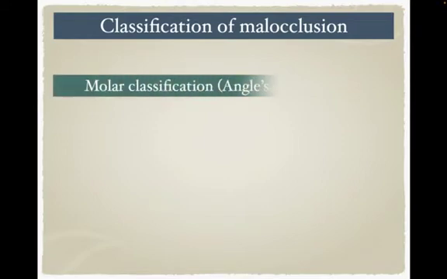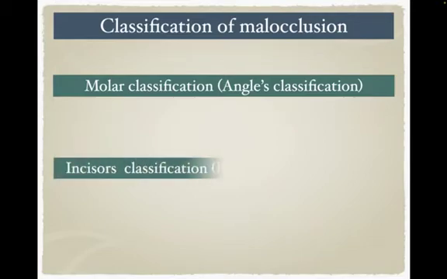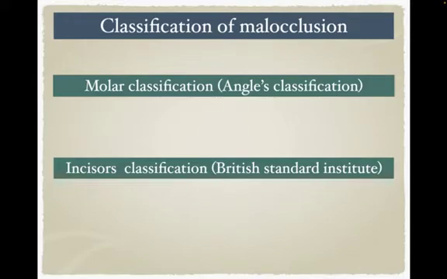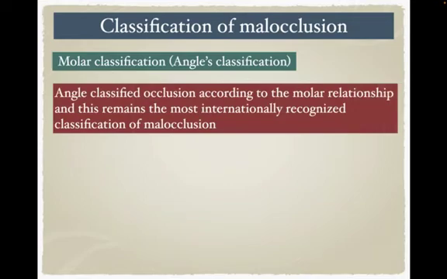So how do we classify malocclusion? There are two methods of classifying malocclusion. The first one is according to molar classification, which was proposed by Angle, and the second one is the incisor classification, which was presented by the British Standards Institute. I just want to point out here that molar classification is now the most recognized one internationally, and it's the most common one used in the United States. However, orthodontists trained in the UK got used to the incisor classification because this is the British way of classifying malocclusion.